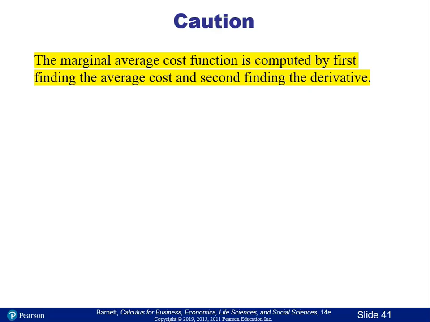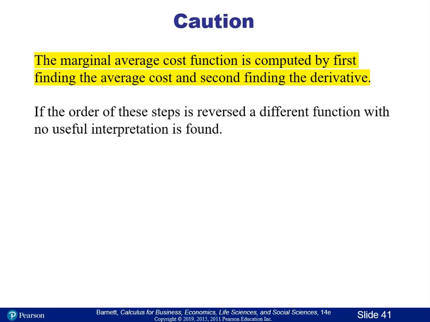A couple of things to remember. The marginal average cost function is computed by first finding the average cost and second, finding the derivative. So don't switch the order on those. Don't find the derivative and then do the average. You've got to do the average and then the derivative, because it creates a totally different function.